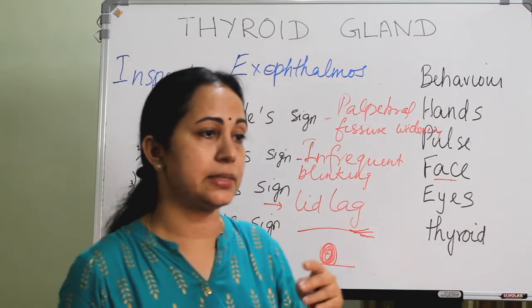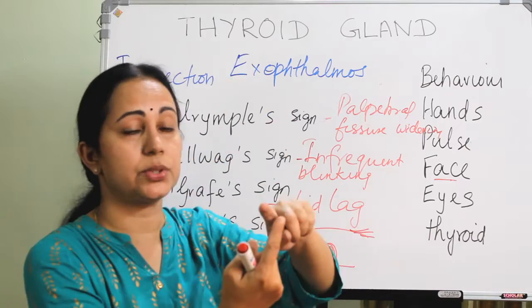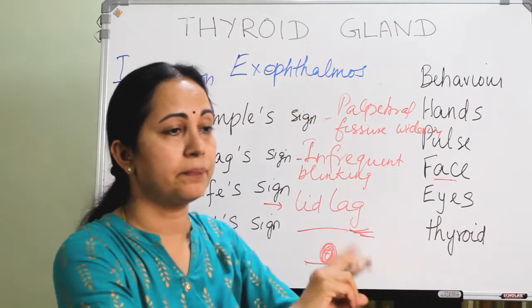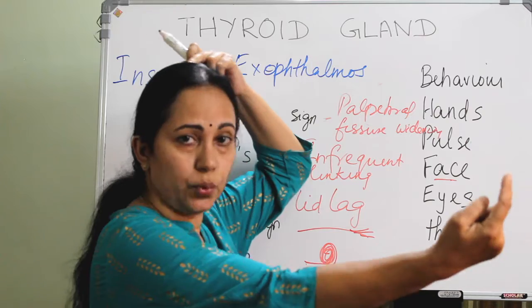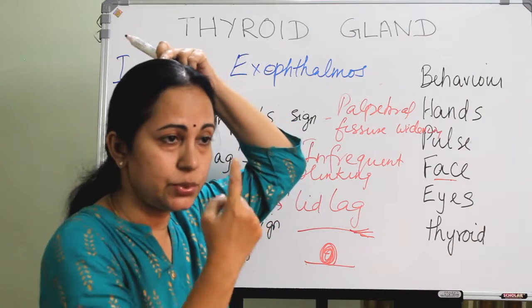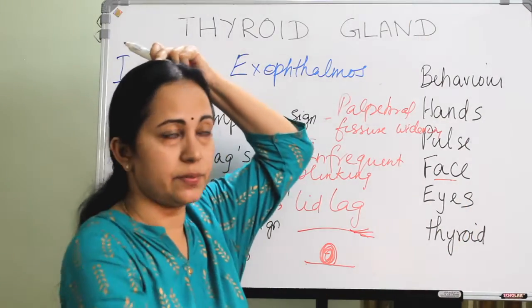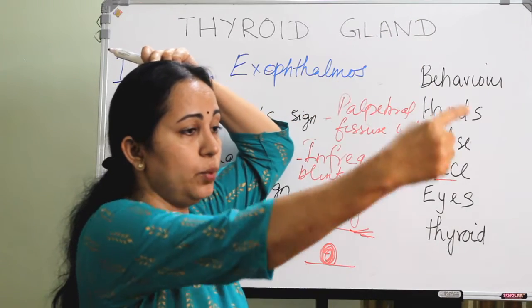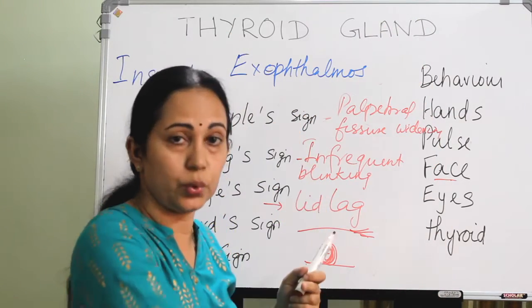How will you examine that? Fix the head of the patient and ask the patient to look at the tip of your fingers, and keep the tip of your fingers around 30 to 40 centimeters from the patient. Then move it upwards and downwards. First move it upward and then move it downwards. So in a normal patient, the upper eyelid will follow that.